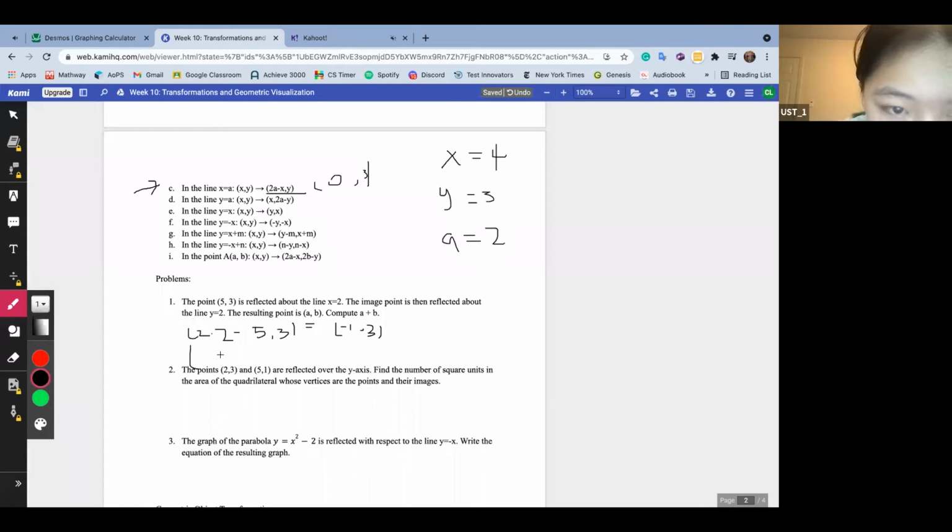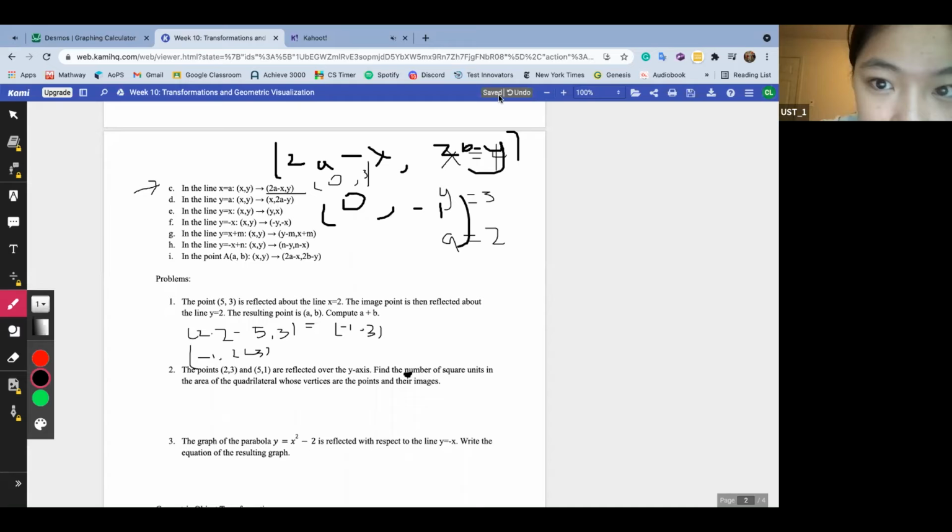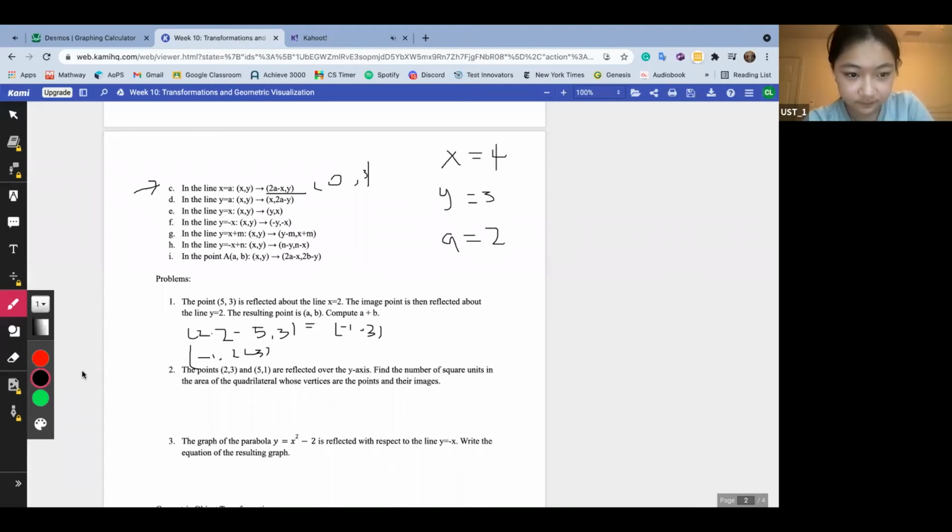So x is 0, 3. Two times 2 minus 3, which equals negative 1. So it's 0, 1. So this will be our final answer. So 0 plus 1 equals 1.